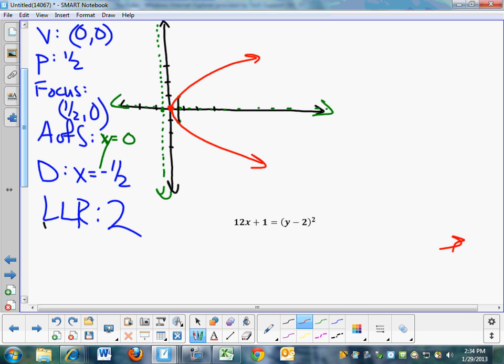Beautiful. Directrix. So you see how the focus point is 1/2 a unit on the inside? The directrix is 1/2 a unit on the outside, and it's a line that runs perpendicular to the axis of symmetry.